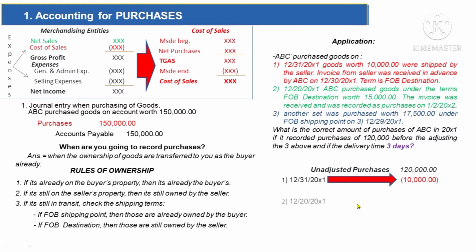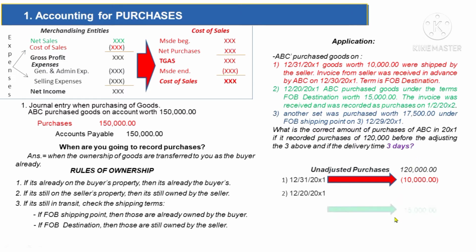In number 2, the goods already arrived in 20x1, right? Because the goods were shipped by the supplier on 12/20/20x1, meaning they already arrived before the end of 20x1. Which means that the shipping term, whatever it is, became useless because again, it's not in transit anymore. Aside from that, we can already conclude that these goods should be considered as purchases in 20x1. But here, it was stated that the goods were only recorded in 20x2, which means it was not included in the 120,000 here.